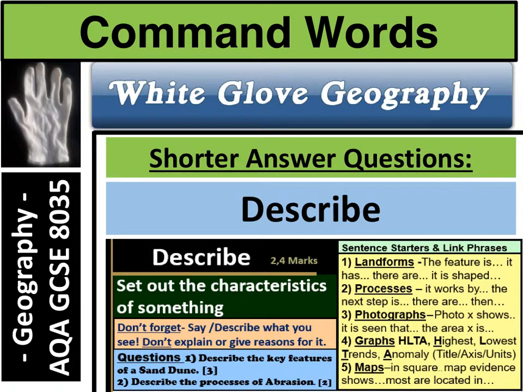Welcome to Untitled Geography. Today we're going to look at the command word of describe. This is a usual shorter answer question.